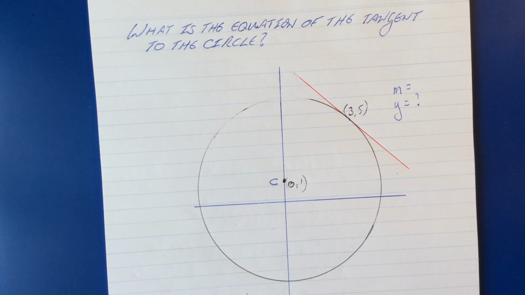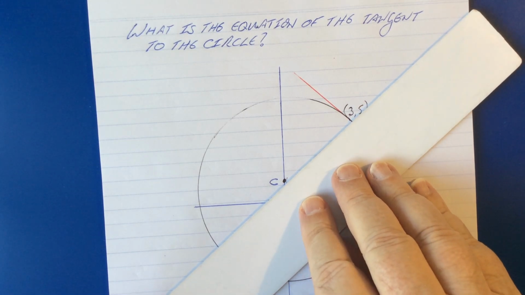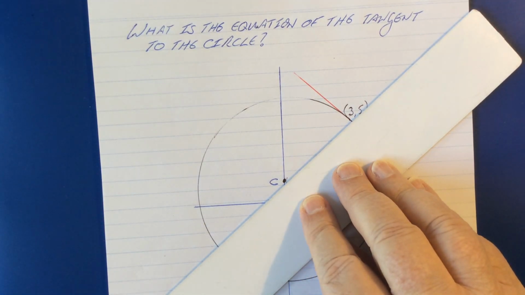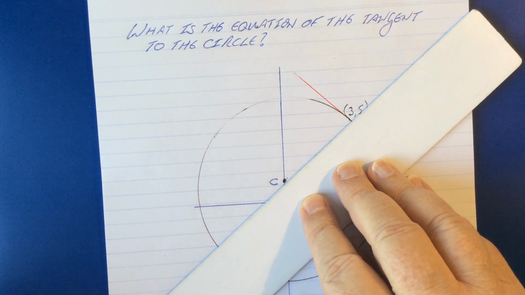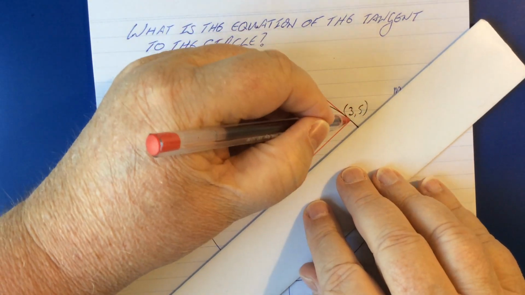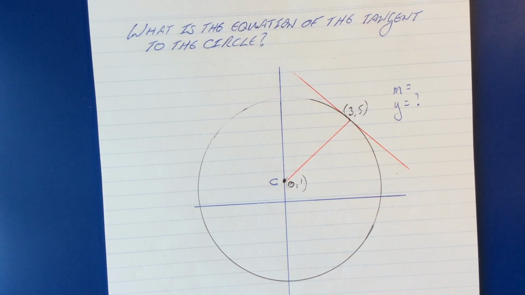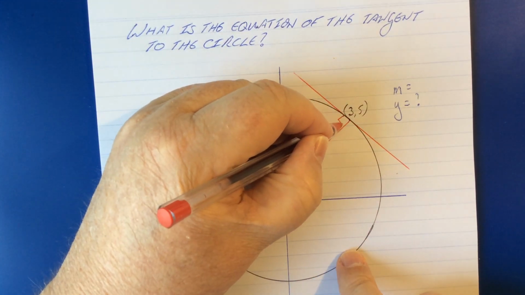Well, what we're going to do is enlist a special geometric property, one of the circle theorems, and it is this. I'll just take a different color to do this. Use a red pen. Okay, so if I draw a line from this point to the center of this circle, this angle here is a right angle.